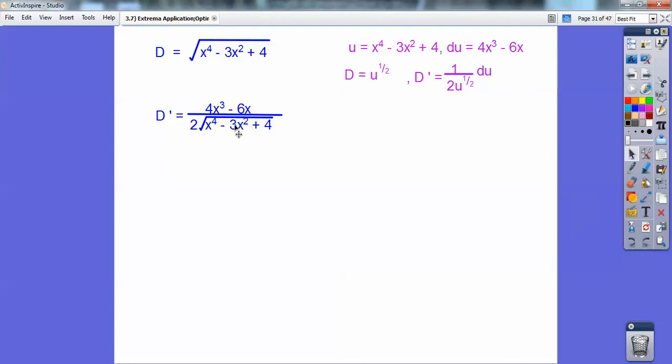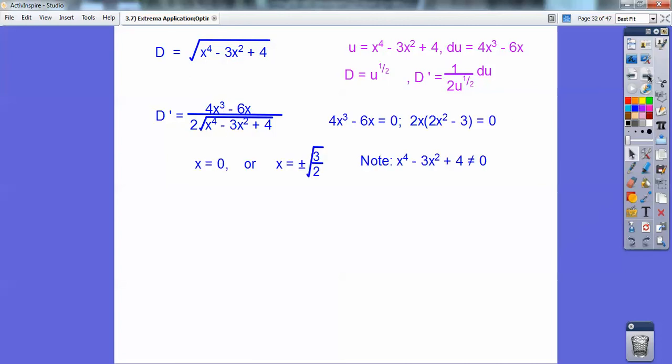So now to get my criticals, I set the top equal to 0 and the bottom equal to 0. All right, so when I set the top equal to 0, I get x equals 0 right here, and x equals plus or minus the square root of 3 halves. And then this one doesn't factor, so this one never equals 0, you guys. There's no factors of 4 that add to negative 3. There's factors of negative 4 that add to negative 3, but not positive 4.